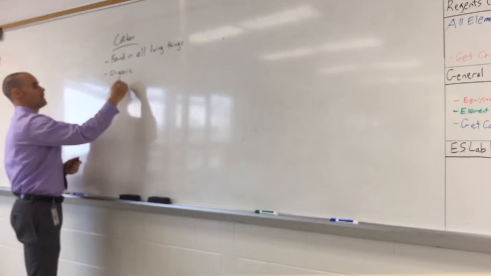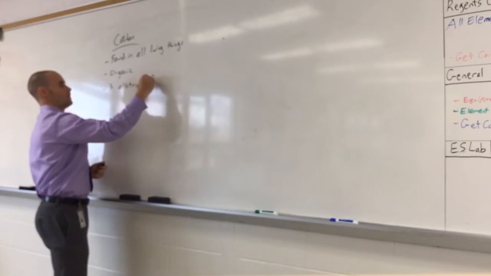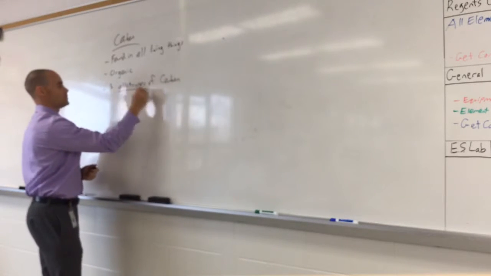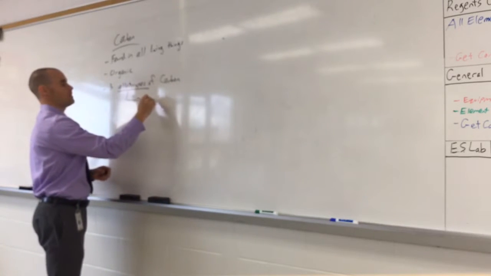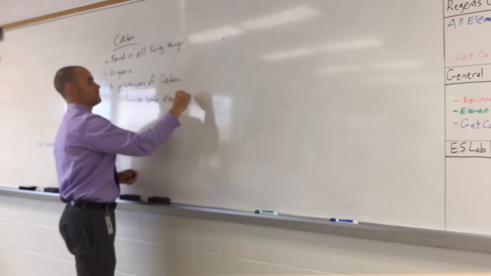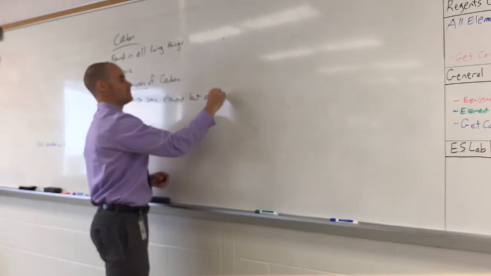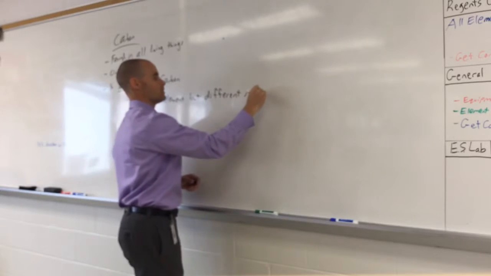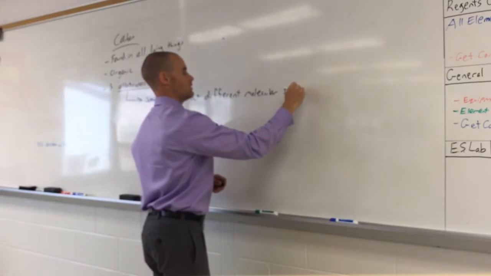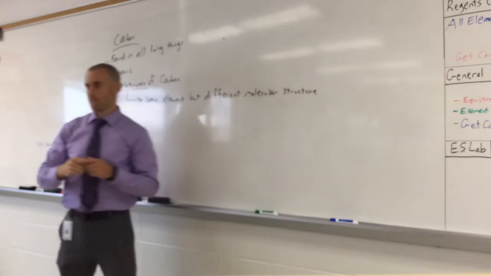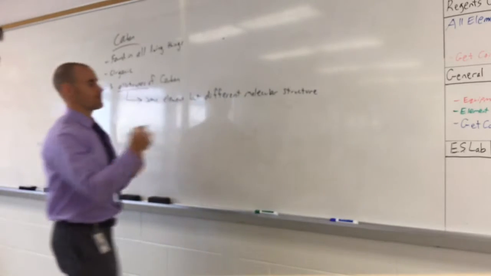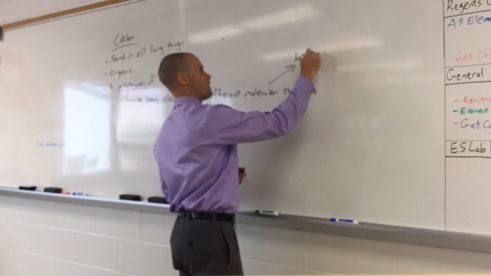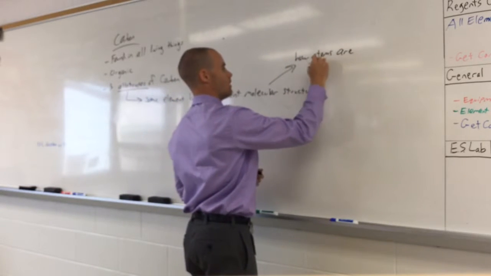There are 3 allotropes of carbon. Underline that word, allotrope. We're going to define that. Allotrope. Same element, but different molecular structure. What the heck does that mean? Put a little arrow here. How atoms are arranged.